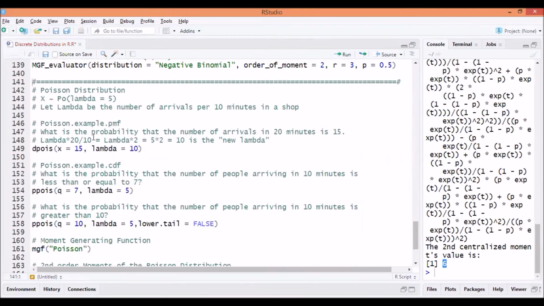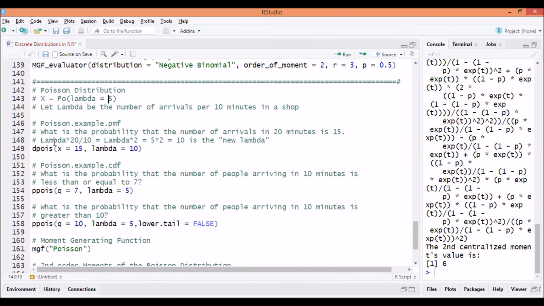So if a random variable X follows the Poisson distribution and we let lambda be the number of arrivals per 10 minutes in a shop, we have 5 arrivals in every 10 minutes. What is the probability that the number of arrivals in 20 minutes is 15? The first adjustment we need to make is that our rate parameter is 5 per 10 minutes. Now the time interval is 20 minutes, so we multiply by 2. So it's 5 times 2. It's now 10 people arriving every 20 minutes, the new lambda.